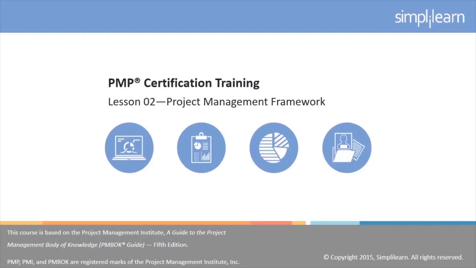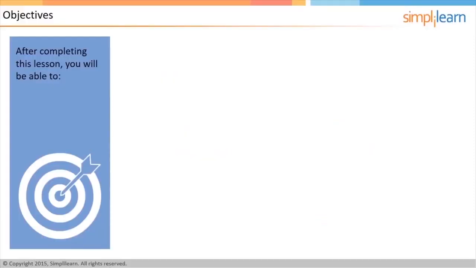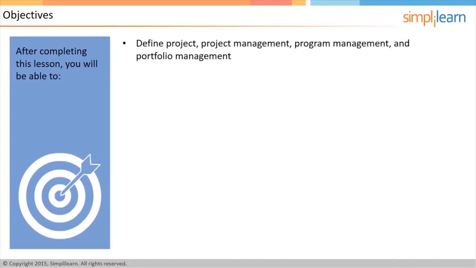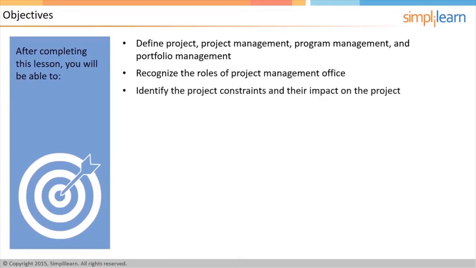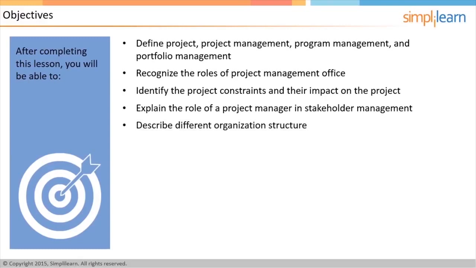In this lesson, we will focus on project management framework. Let us begin with the objectives of this lesson. After completing this lesson, you will be able to define project, project management, program management, and portfolio management. Recognize the roles of Project Management Office. Identify the project constraints and their impact on the project. Explain the role of a project manager in stakeholder management. Describe different organization structure. Differentiate between a project life cycle and a product life cycle.